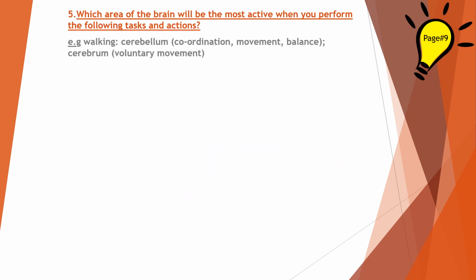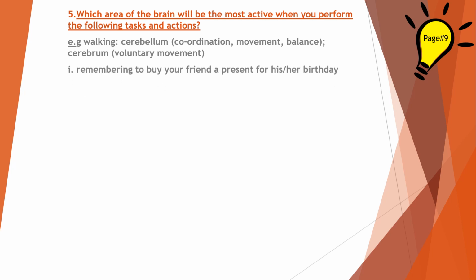Your question number 5 is, which area of the brain will be the most active when you perform the following tasks and actions? One example has been given in your exercise, and that is walking. While walking, your cerebellum and cerebrum are the most active parts of brain. In bracket, they have given the reasons why cerebellum and cerebrum are the most active parts. Cerebellum is active because walking involves coordination, movement and balance. And cerebrum is the most active part while walking because walking is a voluntary movement. In the same way, you will write the name of that part of the brain, and in bracket you will tell the reason as well.